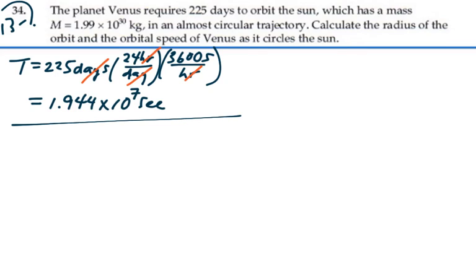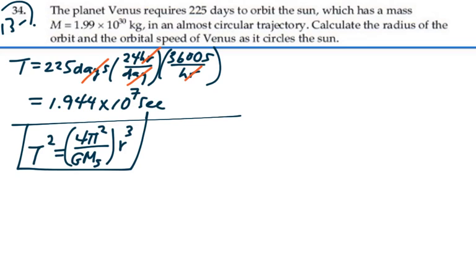Sounds good. Well, this period relates to the radius of the orbit by Kepler's third law. Period squared is equal to 4 pi squared over G times the mass of the central body, in this case the Sun, times the radius of the orbit cubed. Kepler's third law. Solve this for the radius of the orbit: multiply both sides by GM, and take the cube root. So the radius of the orbit is going to equal G times the mass of the Sun times the period squared, divided by 4 pi squared, all this cube root, or to the 1/3 power.